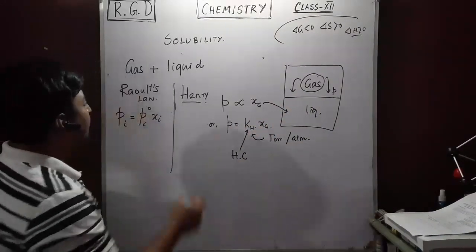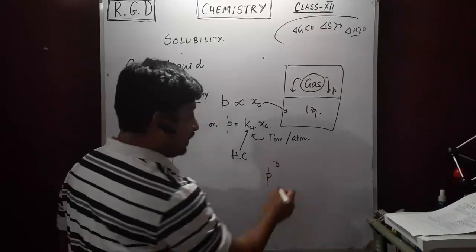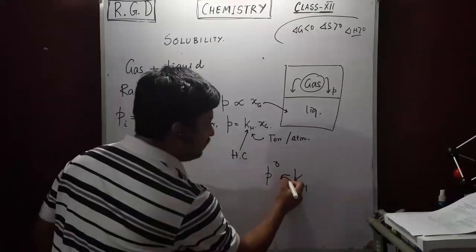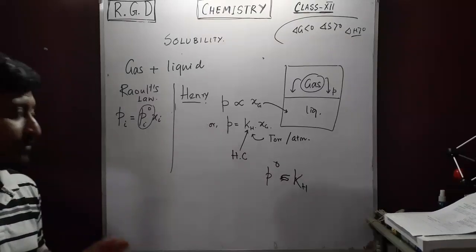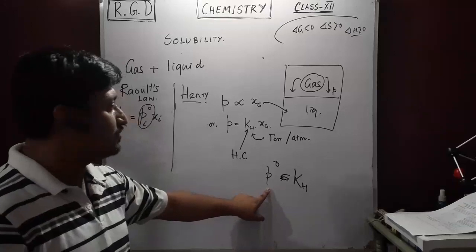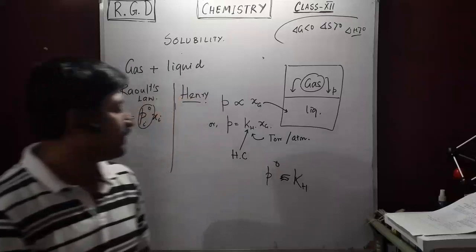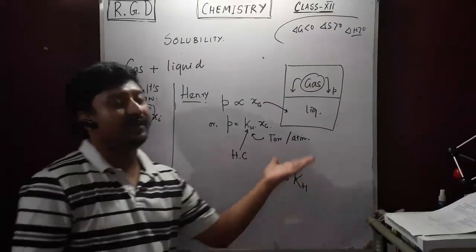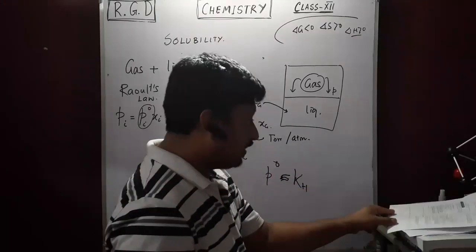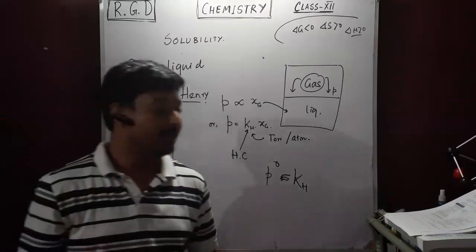You think? Okay, so if I compare, then this P0, which is the pure state, is basically nothing but equivalent to the Henry's constant. This is also a constant quantity, and this unit is also torr or atmosphere, and this unit is also torr or atmosphere. So the significance of Henry's law is that it is nothing but a special case.